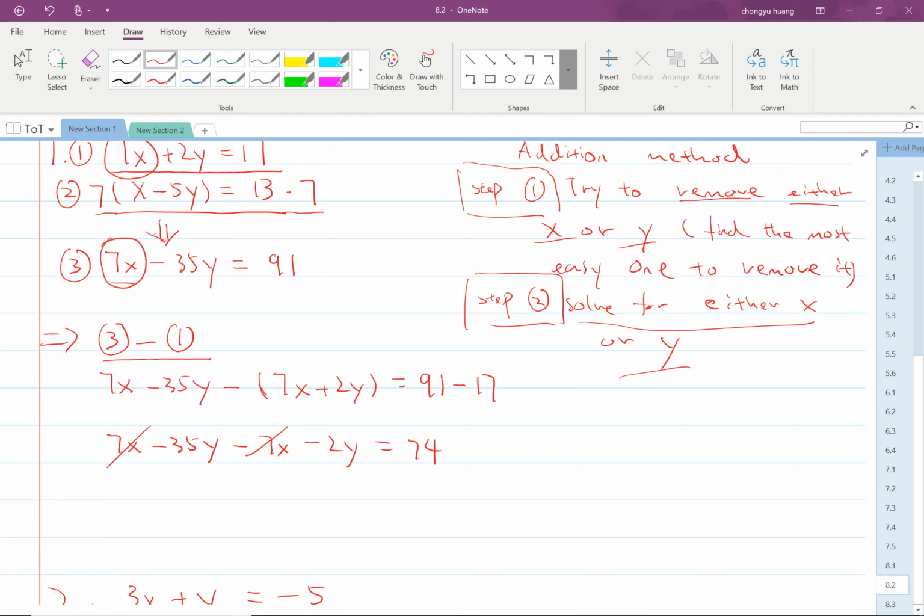So here you're gonna continue. Negative 37y is actually equal to 74. y is equal to 74 divided by negative 37. And you're getting the solution negative 2.